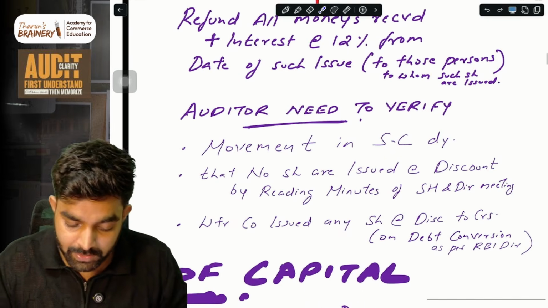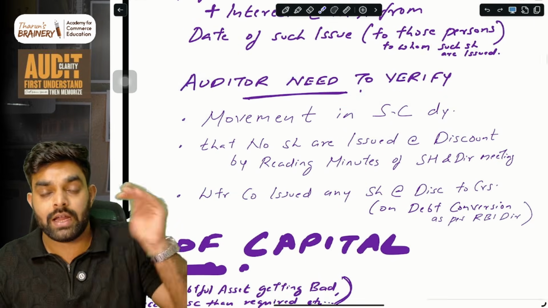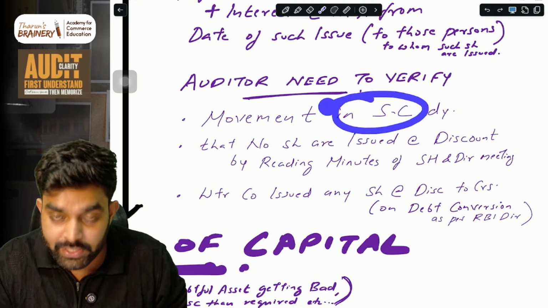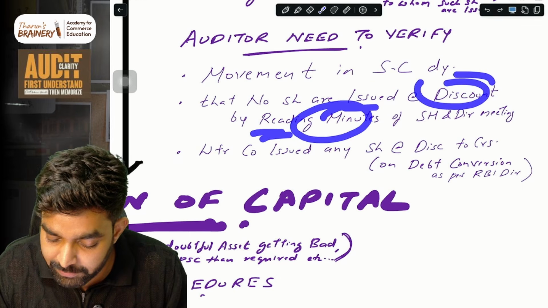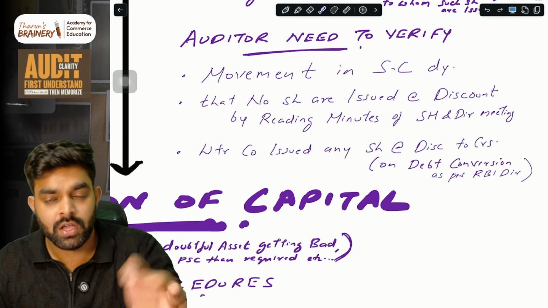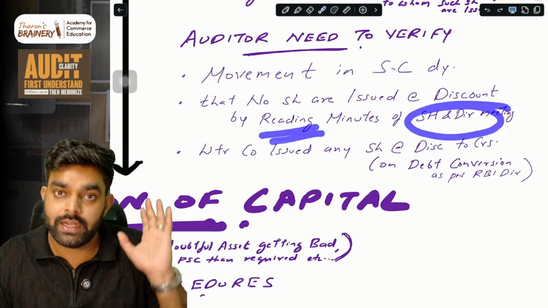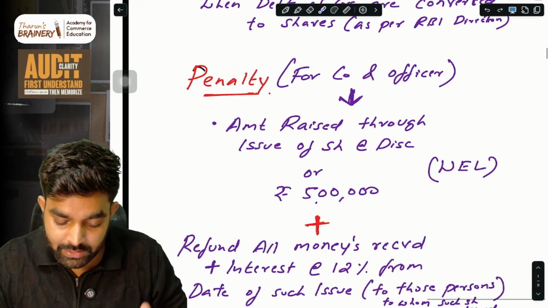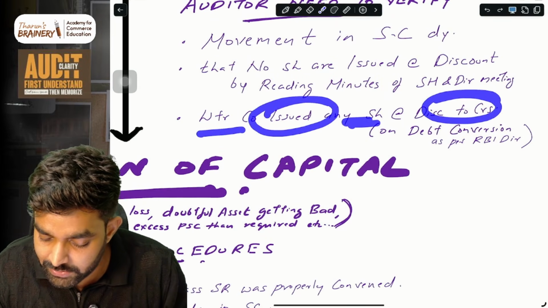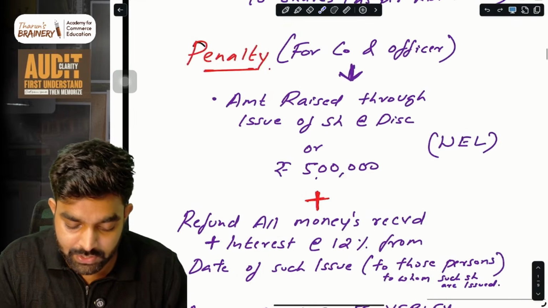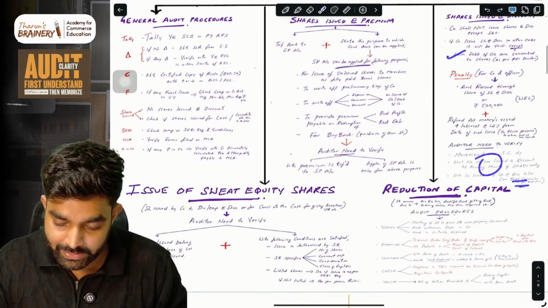MCQ calculations may come. Then what is the auditor's duty? Auditor needs to verify the movement in share capital during the current year, whether shares increase or decrease. Then he has to make sure no shares are issued at a discount by reading the minutes of meetings of shareholders and directors. And all the other cases he needs to check: whether the company issued any shares at discount to creditors on debt conversion. Three things. Hope you got the clarity on shares issued at discount.